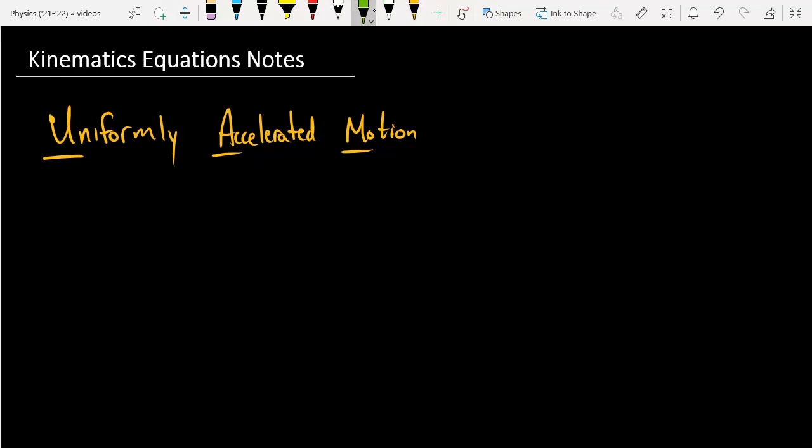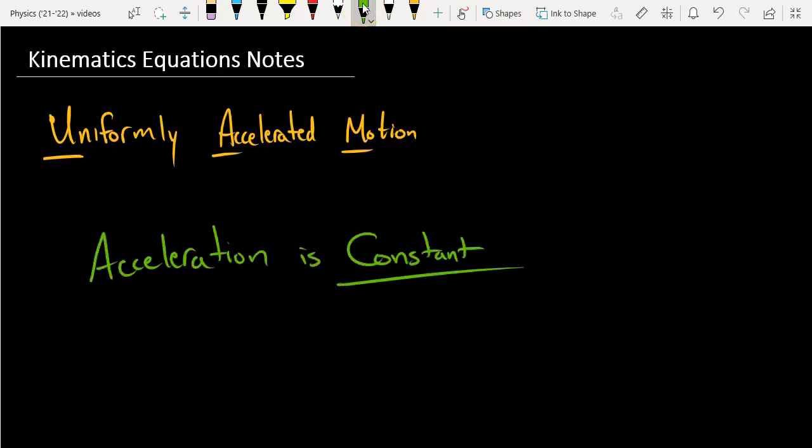So, uniformly accelerated motion. What does that mean? This applies anytime that the acceleration is constant. That means it's not changing. It could be constantly zero. It could be a constant like 2 meters per second every second. It could be whatever. But as long as the acceleration does not change, then we're happy here that it's constant.